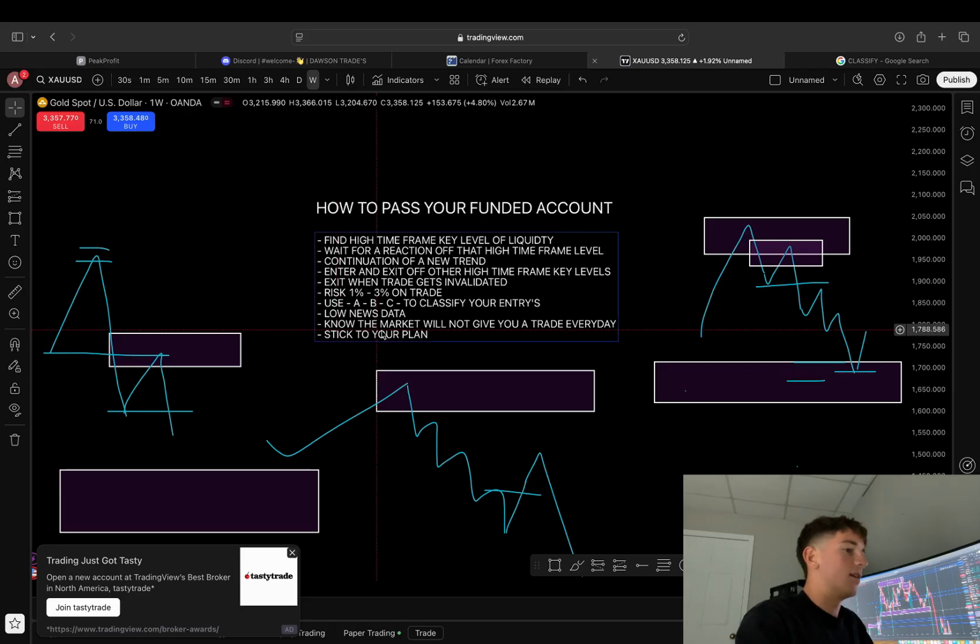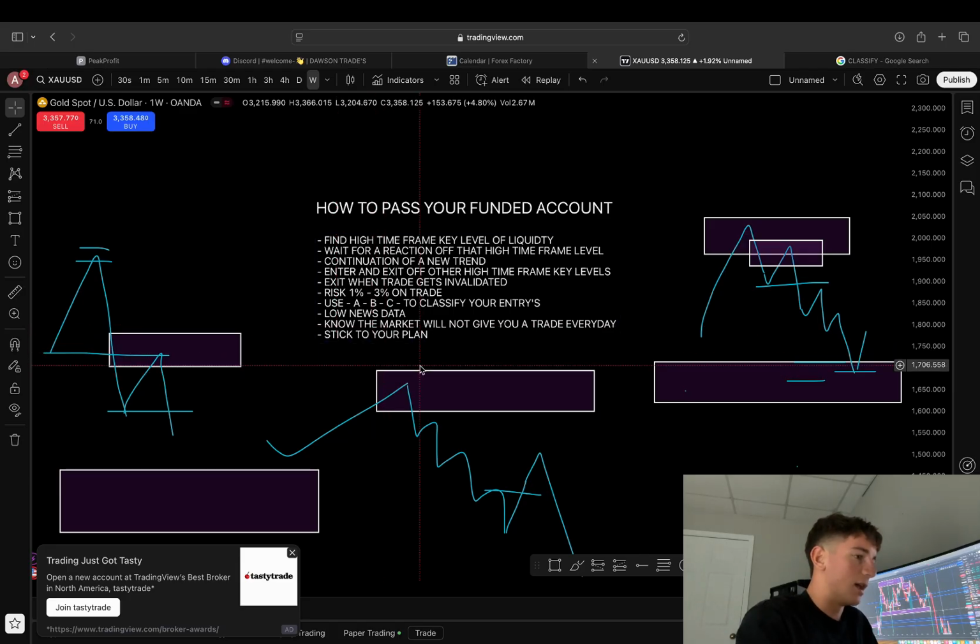The next thing is know the market's not going to give you a trade every day. I've gone weeks without trading, especially when trading with live funds. The market's not going to give you an entry every day. Especially when I'm trading more amounts of money, I'm not even going to look at taking a C class setup. I'm only taking an A, really, or sometimes even a B.